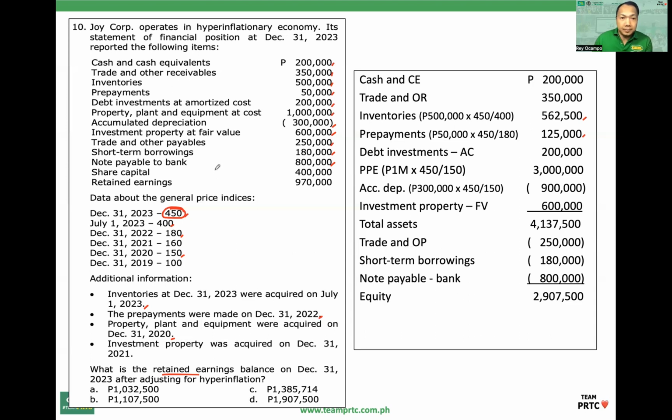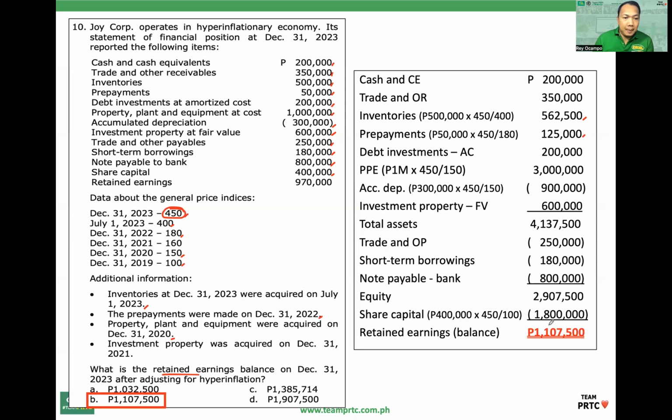Now, the equity components: share capital and retained earnings. Share capital, restated. How? 400,000 times year-end index over the index at the time of issuance. Not available. So use the earliest available index, 100. So that's 400,000 times 450, the year-end index, over 100. So the total equity minus share capital, the rest, the balancing figure, is retained earnings.